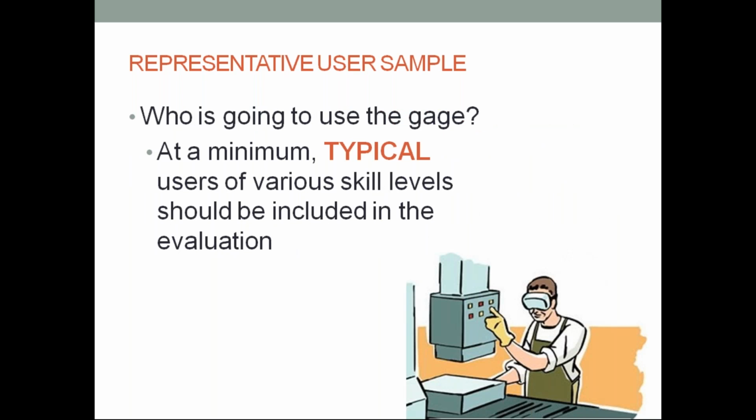So who's going to use the gauge? At a minimum, typical users of the various skill levels. That means if on your shop floor, those people that are going to be using that gauge are everything from a 15-year veteran to a temp or somebody just starting, then those skill levels should be included in the evaluation, because they all should be able to get adequate data.